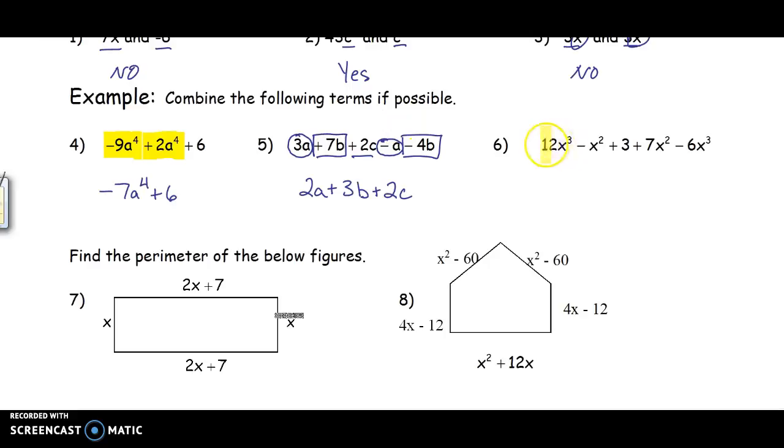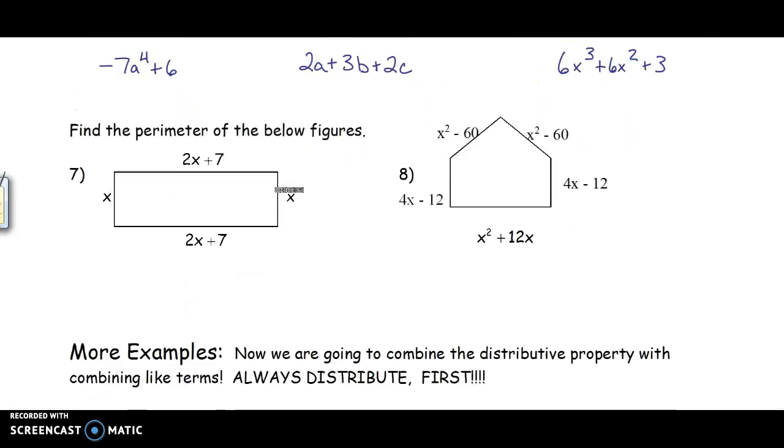That's my personal favorite. 12x to the third and negative 6x to the third. Pay attention to that sign in front. Combine those, you get 6x to the third. You have negative x squared and positive 7x squared, so you have plus 6x squared. And then you have your last one, plus 3. Either way, however you decide to find your like terms, is fine. The highlighters are sometimes a little bit easier than the shapes to recognize. But if you don't have any highlighters and you just like to draw the shapes around it, do it.